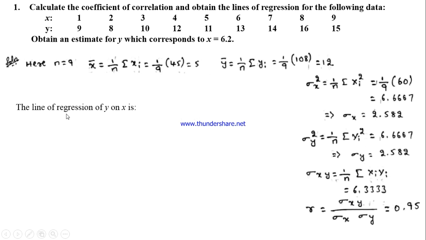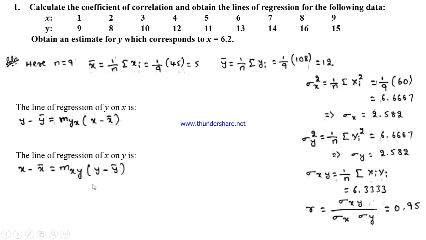So line of regression of y on x is given by the formula y minus y bar is equal to regression coefficient myx into x minus x bar. And regression line of x on y is given by x minus x bar is equal to mxy into y minus y bar. Let me first calculate myx. It is given by r sigma y by sigma x. Substitute everything in it and the answer is 0.95. Because sigma y and sigma x are the same, this will get cancelled. Myx is directly taking the value of r, that is 0.95.